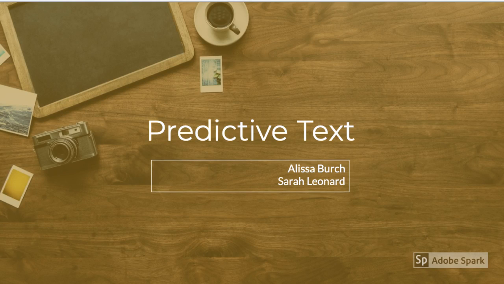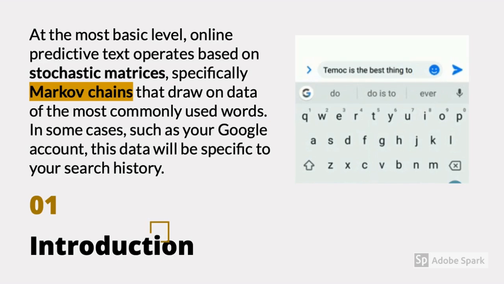Hello, we're here to talk to you today about how predictive text relies on the use of stochastic matrices and other linear algebra functions. At the most basic level, online predictive text operates based on stochastic matrices, specifically on Markov chains that draw on previous information to make their predictions, such as most commonly used words. In some cases, such as your Google account, this data will be specified to your search history.